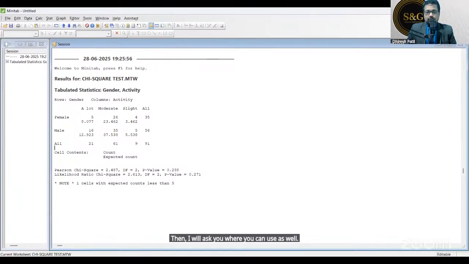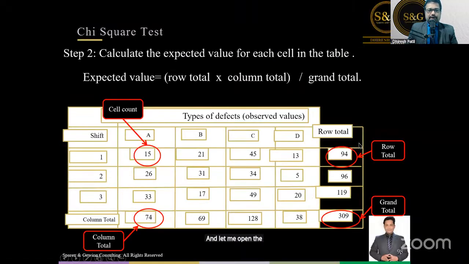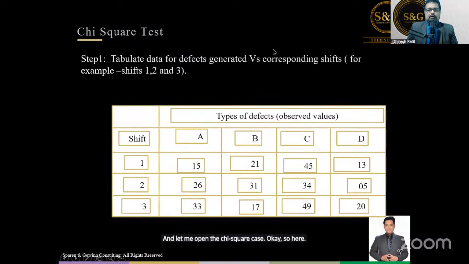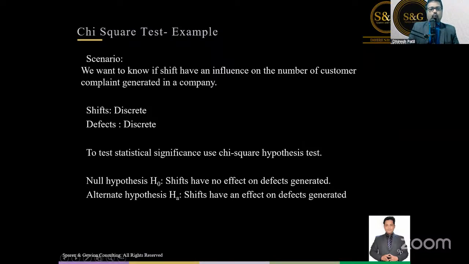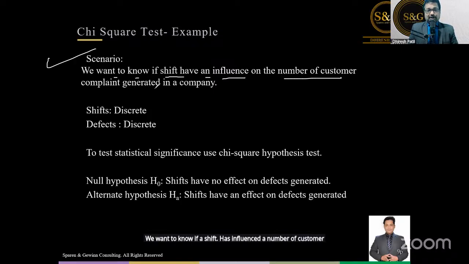So let me just go back to my PowerPoint presentation here, and let me open the chi-square test. Okay, so here. Now let's understand this. One of the scenarios, just try to understand one of the scenarios. We want to know if a shift has influence on the number of customer complaints generated in the company.